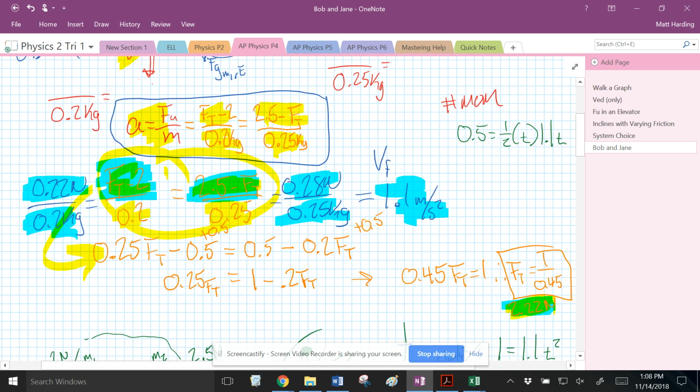Hey Siri, what is 0.28 divided by 0.25? That is the world's tiniest pass. 1.1-ish. Okay, more or less.